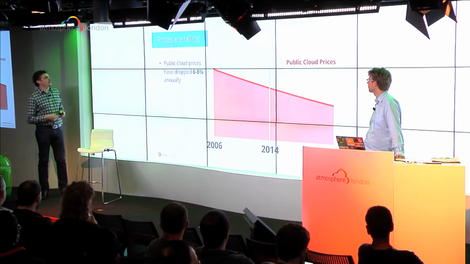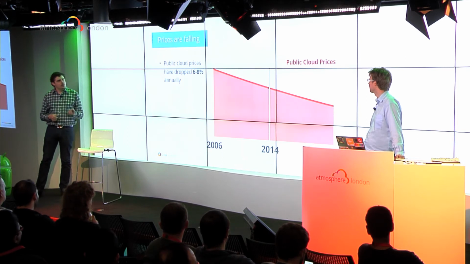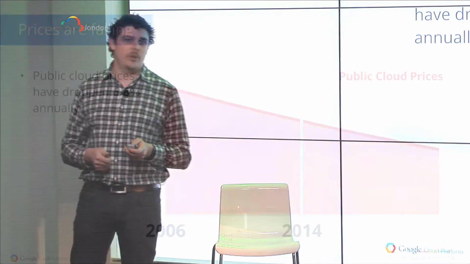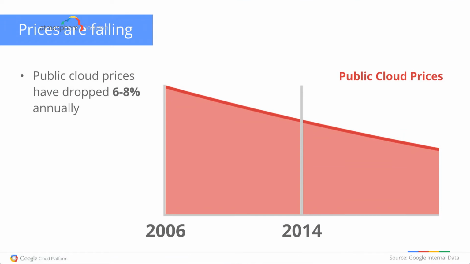I want to tell you about how we've solved those problems. So first of all, the pricing. Public cloud prices are on the way down, but not very quickly. The general price, averaged across other public cloud providers, well, they say, we drop prices every now and then. It's on average about 6 to 8% per year.